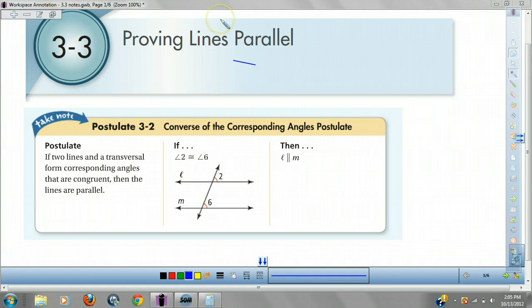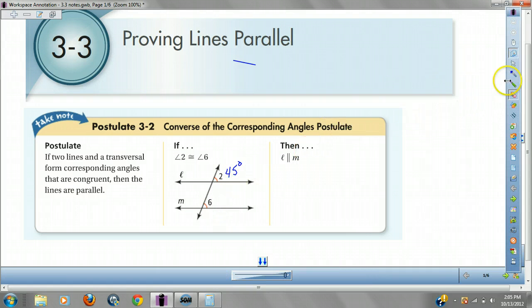So pretty much what we use this for is if you see these two lines, you know this is 45 degrees. You know this is 45 degrees. You say L and M are parallel. But now if I say this one's 55 degrees, then I say L and M are not parallel. Okay? And you may be saying, why do I need to know that?